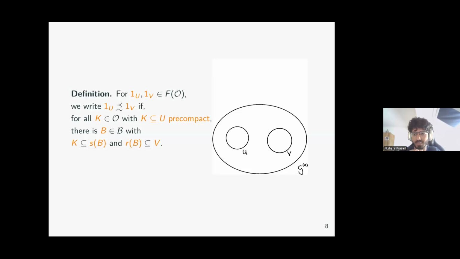So if I have this picture in the unit space, I have two sets U and V. These are where the characteristic functions are supported. So I say U is dynamically below V if I take any pre-compact subset K inside U, then there exists some bisection B, which is in my inverse semigroup basis, that sucks in K and blurts out something inside V.